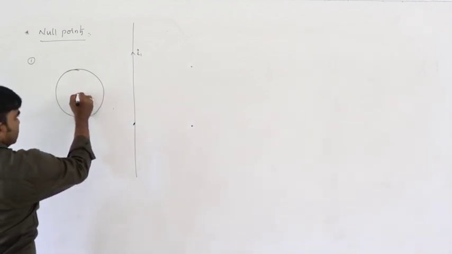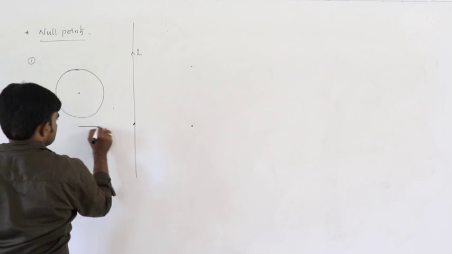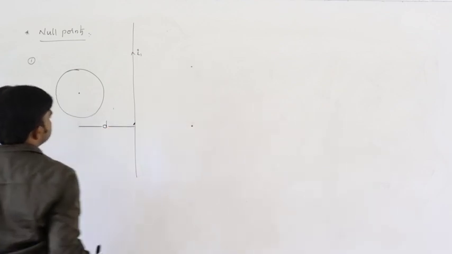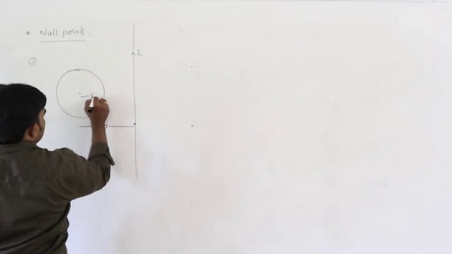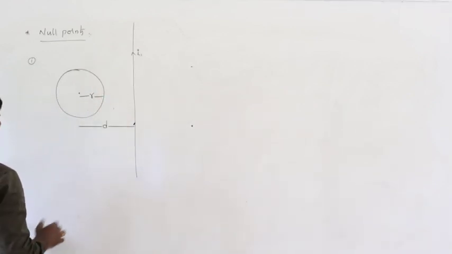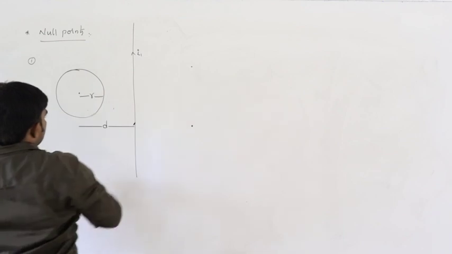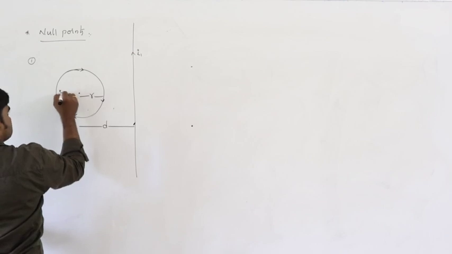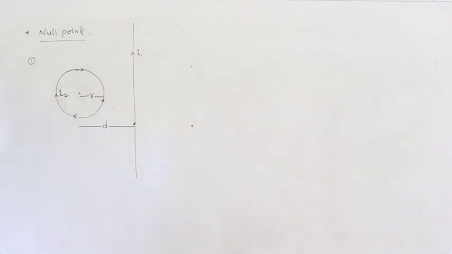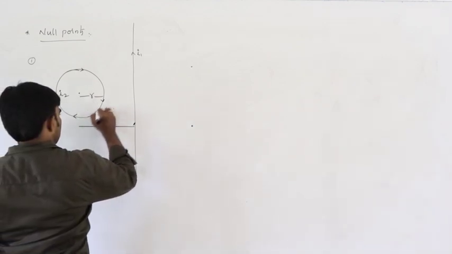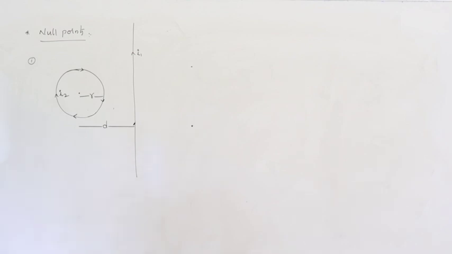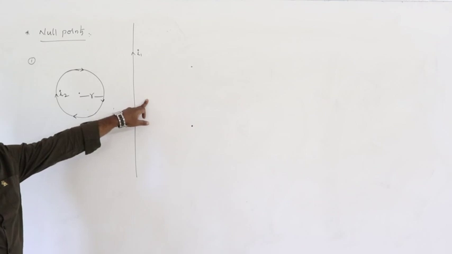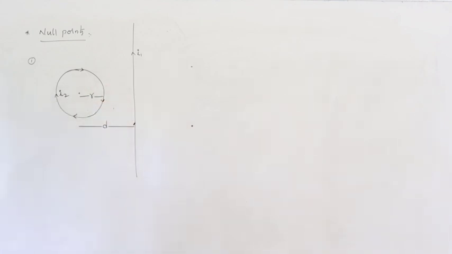Let us say at the center, from the center the distance is d here, and the radius is r. Here the direction of the current is like this. It is I2. These are the two current carrying conductors, I1 and I2. One is the straight current carrying conductor, another one is the circular current carrying conductor.